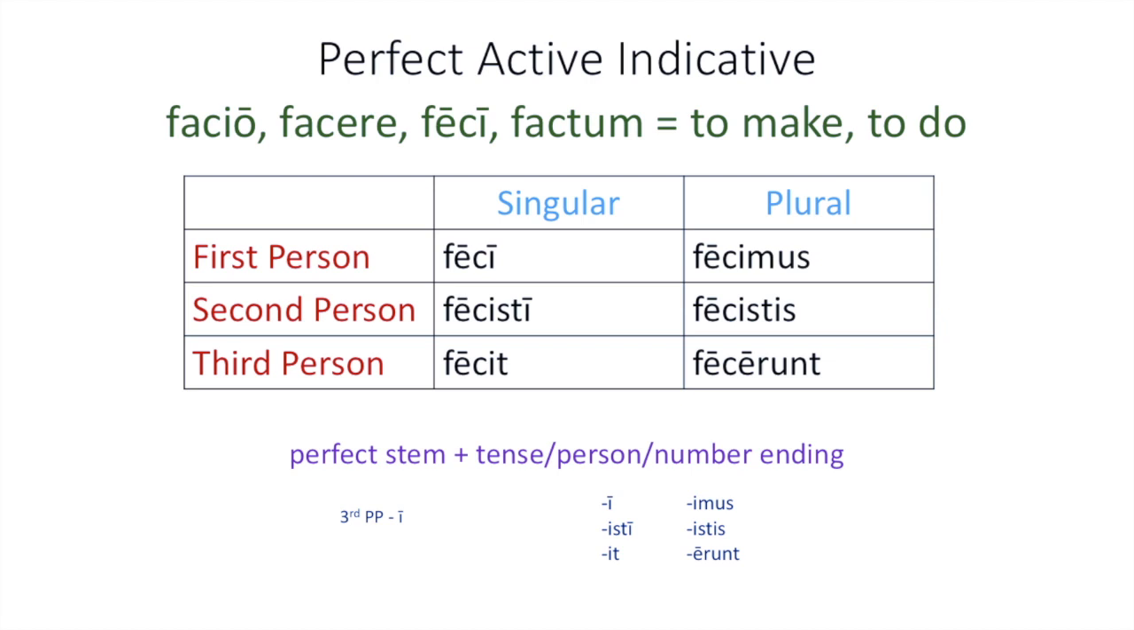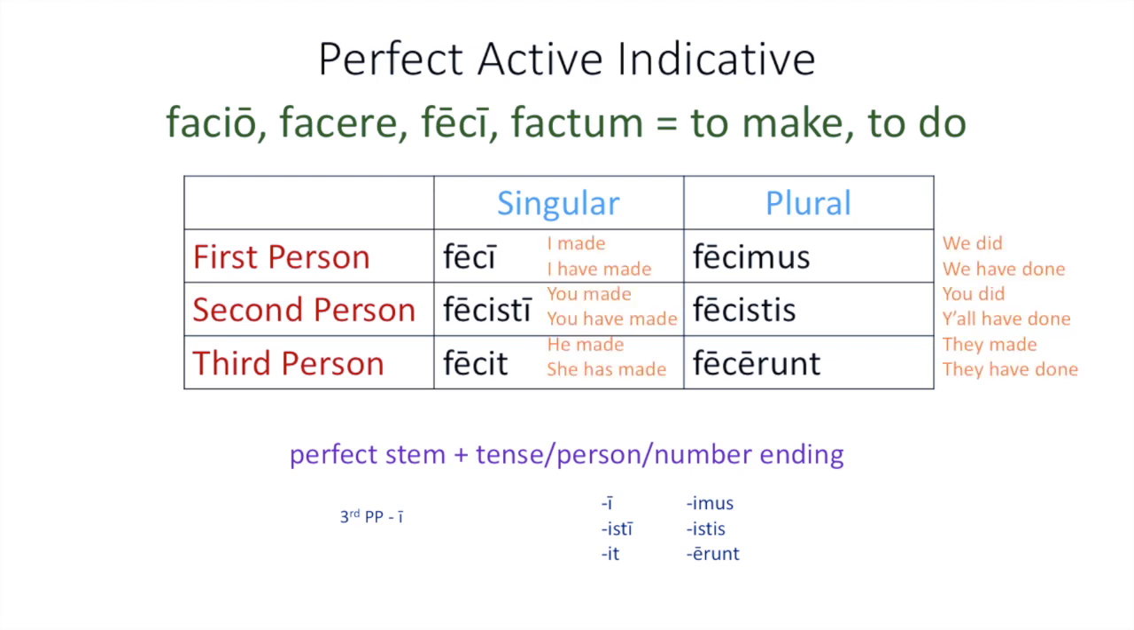And so you get for all of these forms, feci, fecisti, fecit, fecimus, fecistis, and fecerunt. So just to make sure we know how to translate them, feci is I made or I have made. Fecisti is you made or you have made. Fecit is he made or she has made or it made.